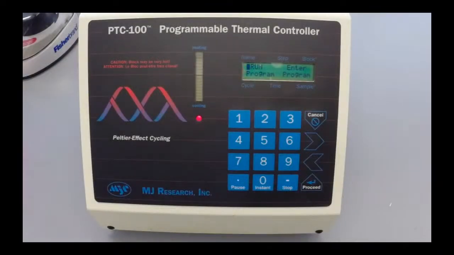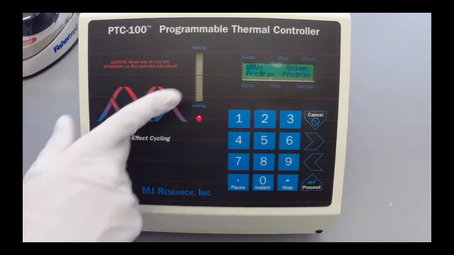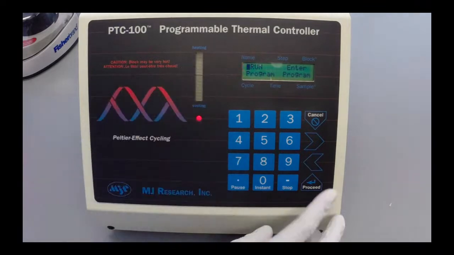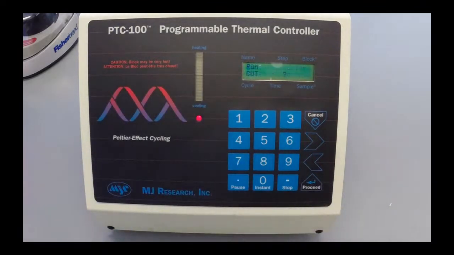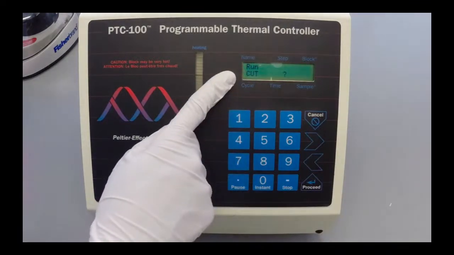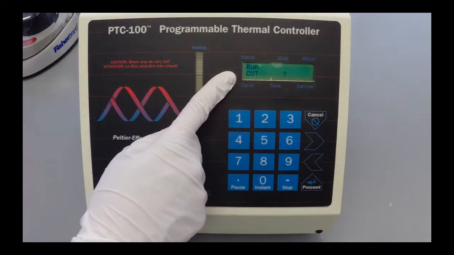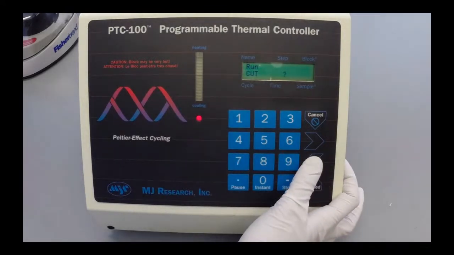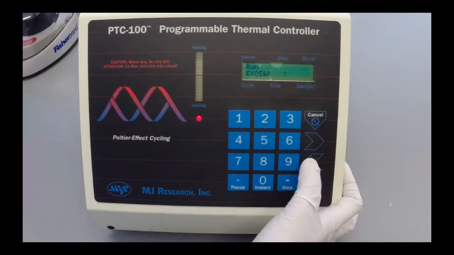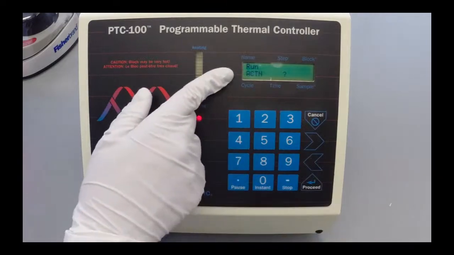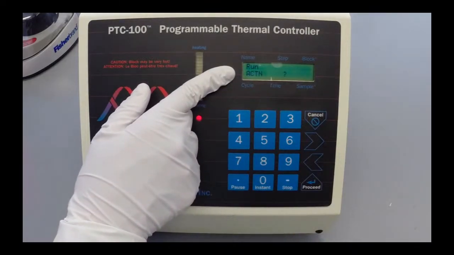Heat cycling programs have already been programmed into the thermocycler, so all you need to do is run them by pressing the proceed button. Use the horizontal arrows to navigate to the program of interest, in this case ACTN, to amplify the actinin 3 locus, and hit proceed.